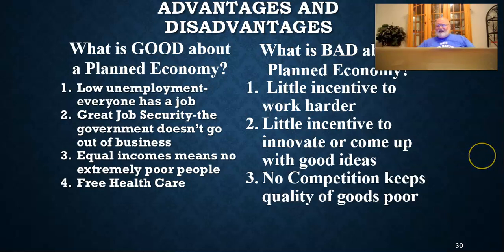No competition to keep the quality of goods poor. So here's a story I like to tell. I'm trying to be very positive here, but I need to give you both sides. There were two countries side by side for 40 years in Europe, East Germany and West Germany. The people's DNA is identical. When the wall went up, they were brothers and sisters and parents and spouses trapped on both sides of the wall.